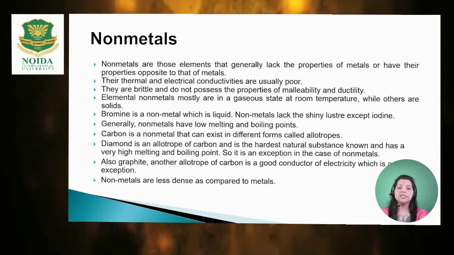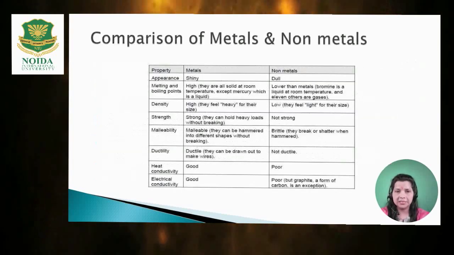Also graphite, another allotrope of carbon, is a good conductor of electricity, which is also another exception, right? Non-metals are less dense as compared to the metals.